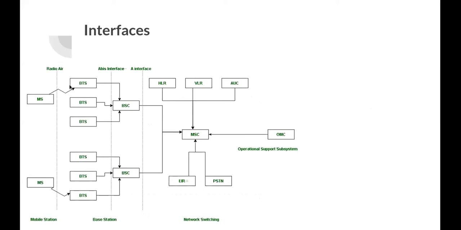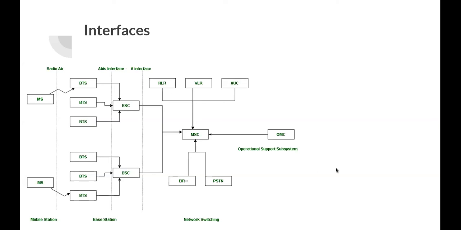You can see an MS connecting to a BTS, many BTSs being controlled by a BSC, and many BSCs being linked up by the MSC, which has all these components: HLR, VLR, AUC, EIR, PSTN, and then you have the operation support subsystem. On the other side, we have the OMC. Yeah, so that's it for GSM.